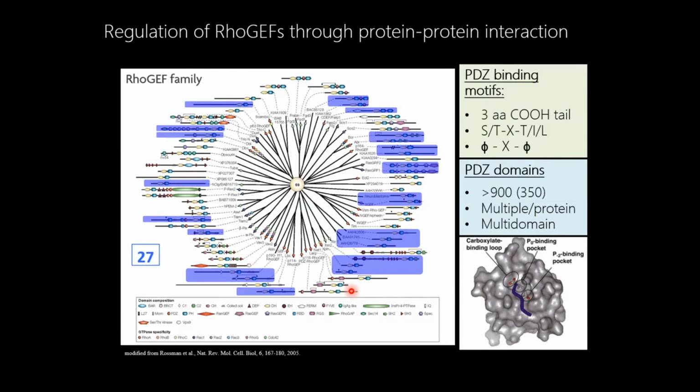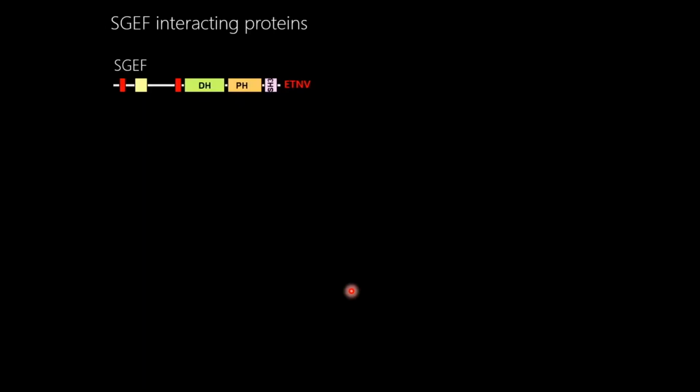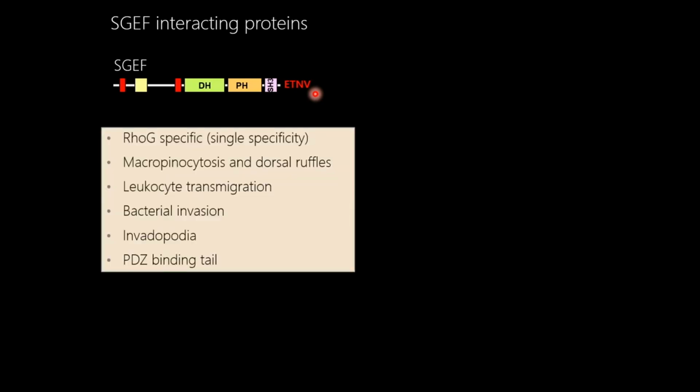Today, I'm going to tell you the story about one GEF that, through this interaction, is targeted to the right place, at the right time, and regulates a particular pathway. And the GEF that I'm going to introduce today is called SGEF. It does have this PDZ binding tail that I mentioned. And the way we went about trying to understand this is first we did proteomics and some other assays to try to identify protein interactors for this particular GEF. And we found two proteins that interact with this GEF.